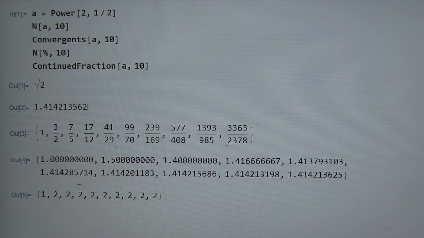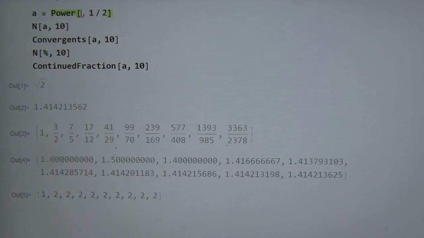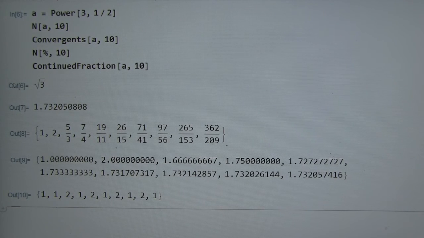All right, so try another number. Try another square root, actually, because I'm interested to see what those are. We can just do the square root of 3. Square root of 3 is about 1.732050808. And our approximations are 1, 2, 5/3, 7/4, 19/11, 26/15, and so on.